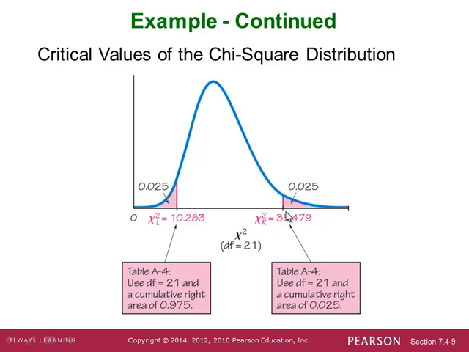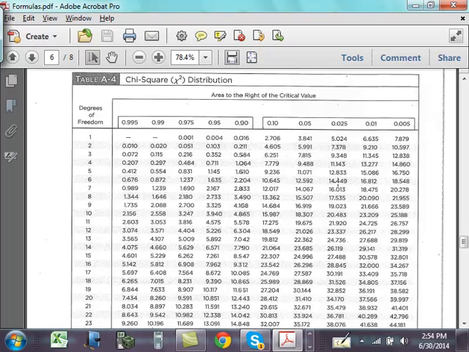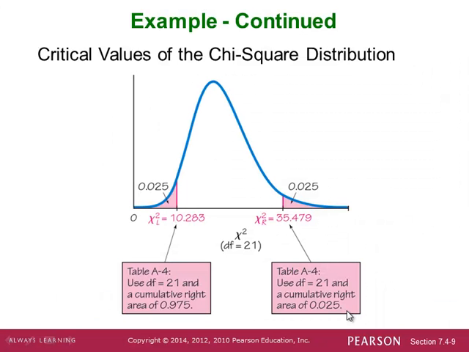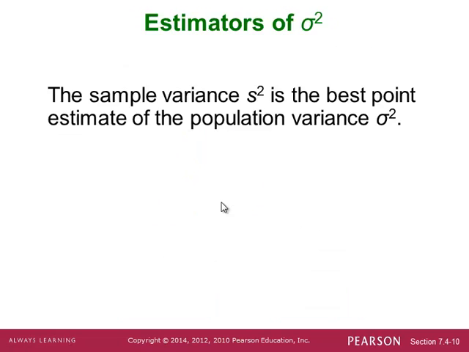And to get our right critical value, we have 0.025 area under the curve to the right. So we'll go down this column, third from the right, and down to the degrees of freedom row of 21. And we will extract 35.479 as our right critical value. So I just showed you how to get your left and right critical values for chi-square.